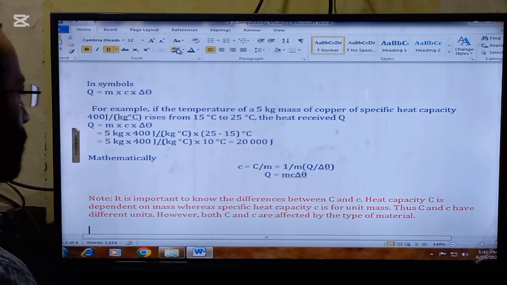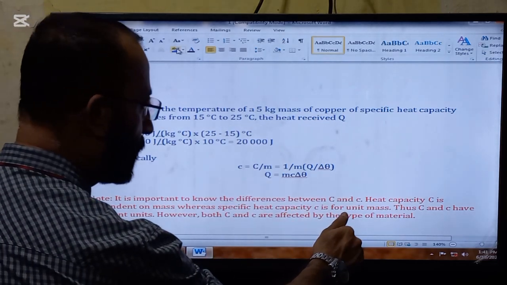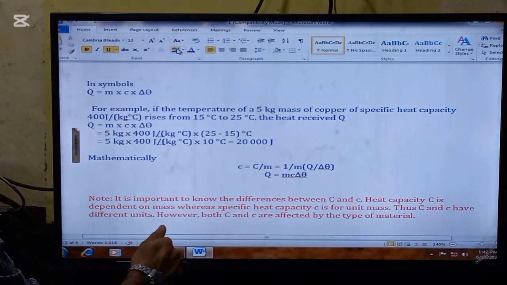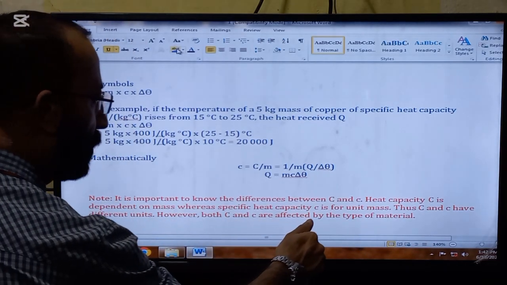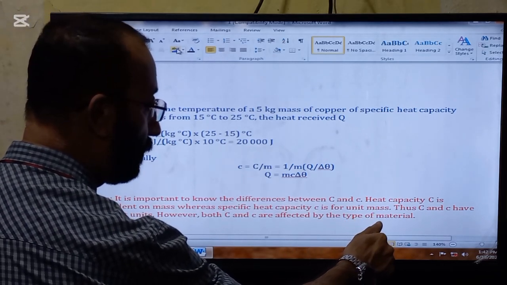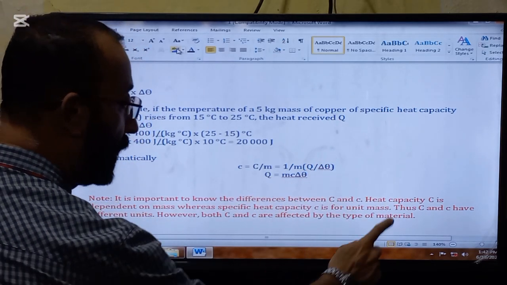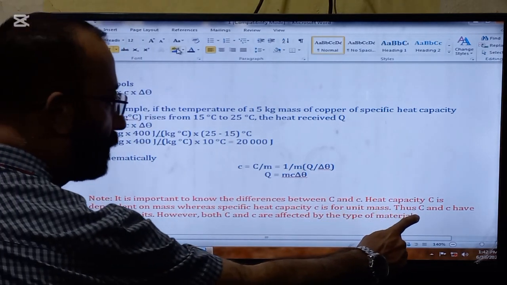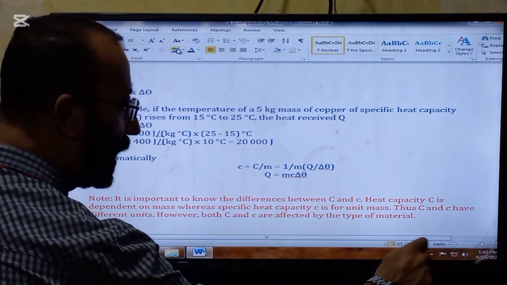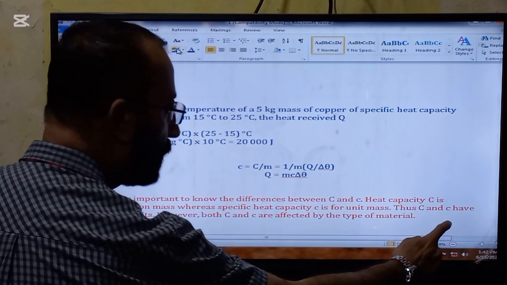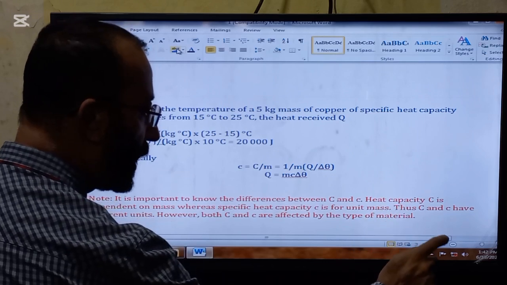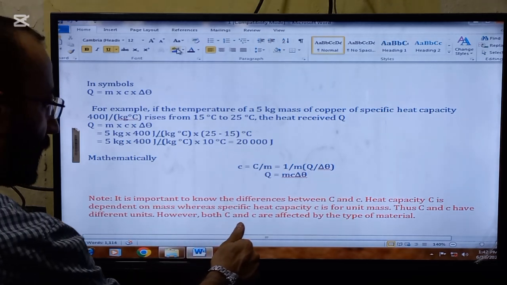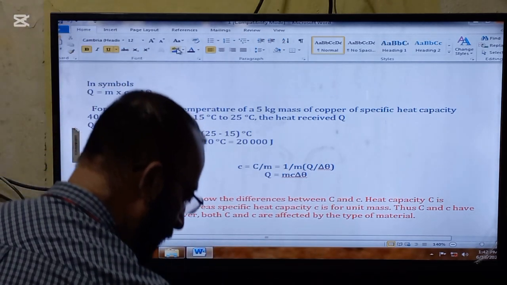Note, it is important to know the differences between capital C and small c. Heat capacity, capital C, is dependent on mass, whereas specific heat capacity, small c, is for unit mass, because in definition 1 kg was given. Thus capital C and small c have different units, because capital C's unit was joule per degree C, and small c's unit is joule per kg degree C. So this is the difference in units. However, both capital C and small c are affected by the type of the material.